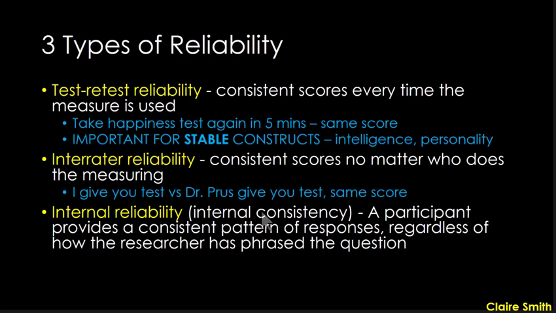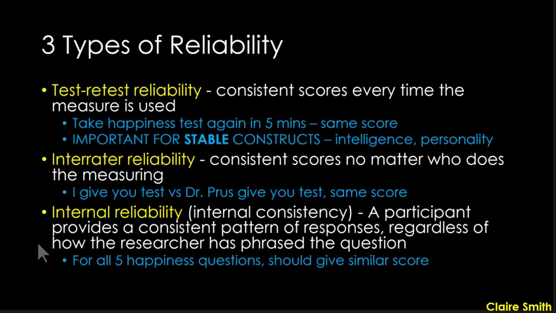which is also known as internal consistency. So the participant provides a consistent pattern of responses regardless of how the researcher has phrased the question. Okay, so for testing happiness, and we have the 5 questions, they're set up to measure happiness the same way. The participant should give similar responses, get similar scores on all of those questions, right? Internally, we want our questions to be asking the same thing accurately. Okay, hopefully this makes sense.